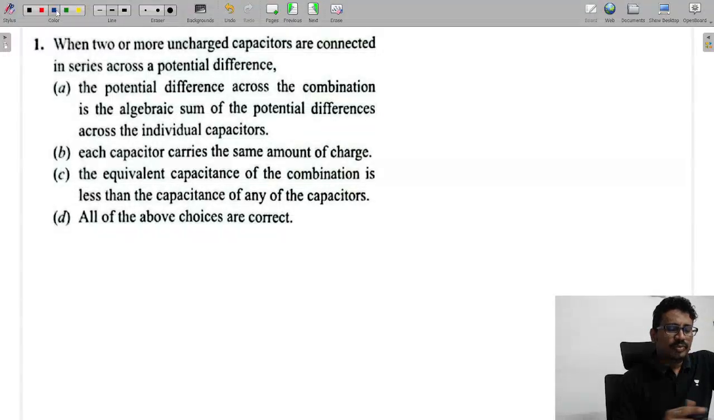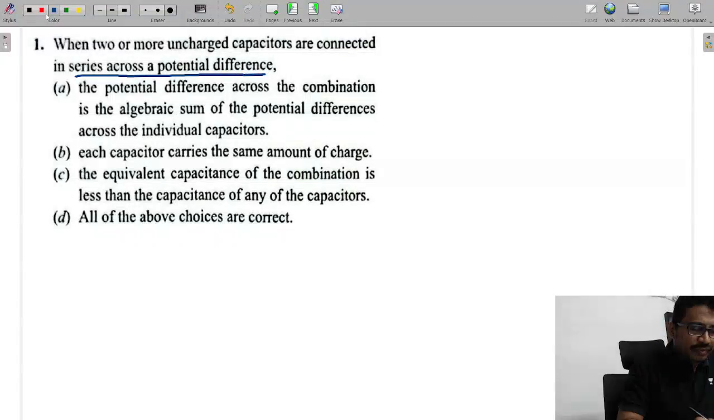When two or more uncharged capacitors are connected in series across a potential difference. So what they given now here. So two or more capacitors. Let us consider three capacitors. The three capacitors are connected. How they are connected? They are connected in series.